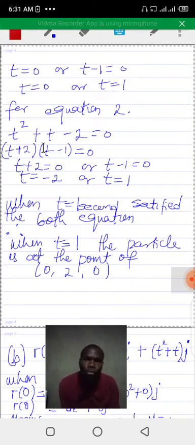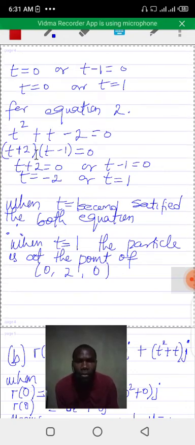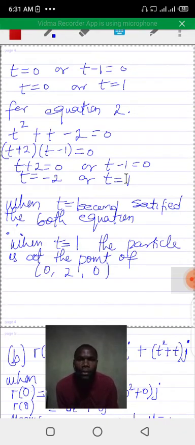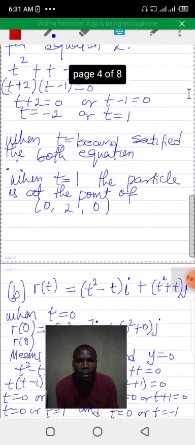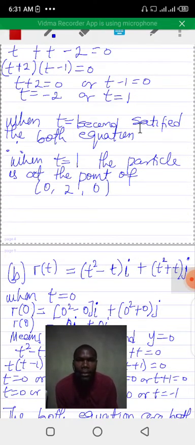For equation 2, t² + t − 2 = 0 is a quadratic equation, and we end up with (t + 2)(t − 1) = 0. So t + 2 = 0 or t − 1 = 0, so t = −2 or t = 1. If you observe, t = 1 second satisfies both equations. When t = 1, the particle is at the point (0, 2, 0).